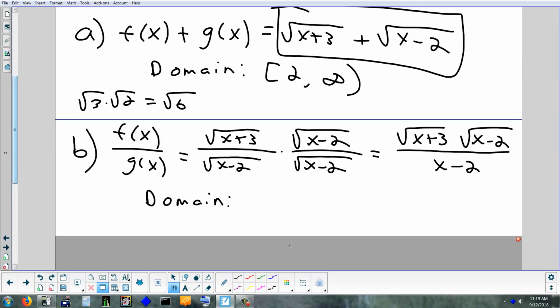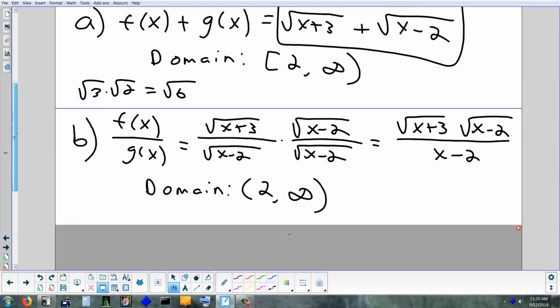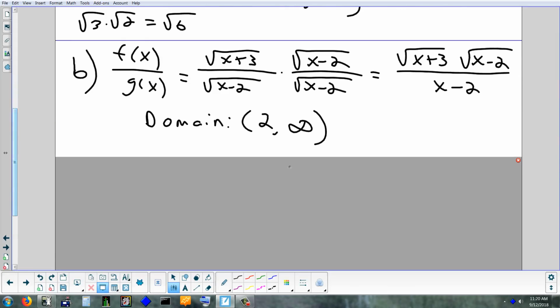What about 2.5? Yeah. You could use 2.5. So it would be anything above 2, not including 2. Yes, anything greater than 2. So the domain here, 2 to infinity. Very similar to the last domain, but you can't use 2 this time because you divide by 0. Okay, any questions on that one?